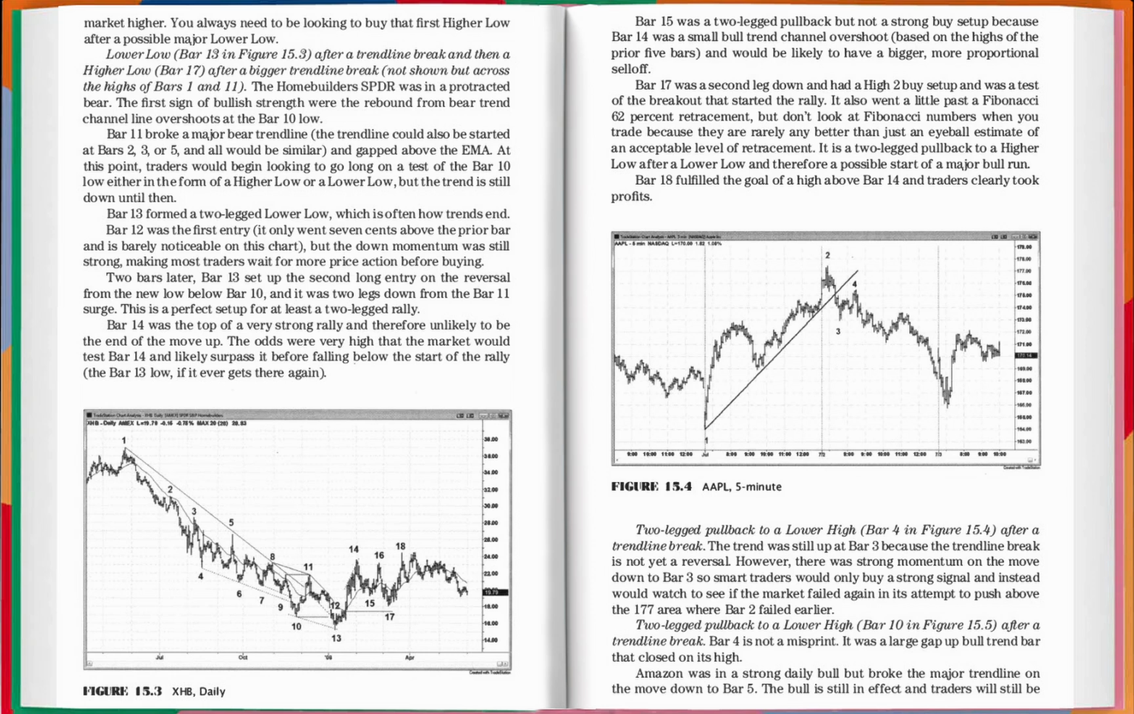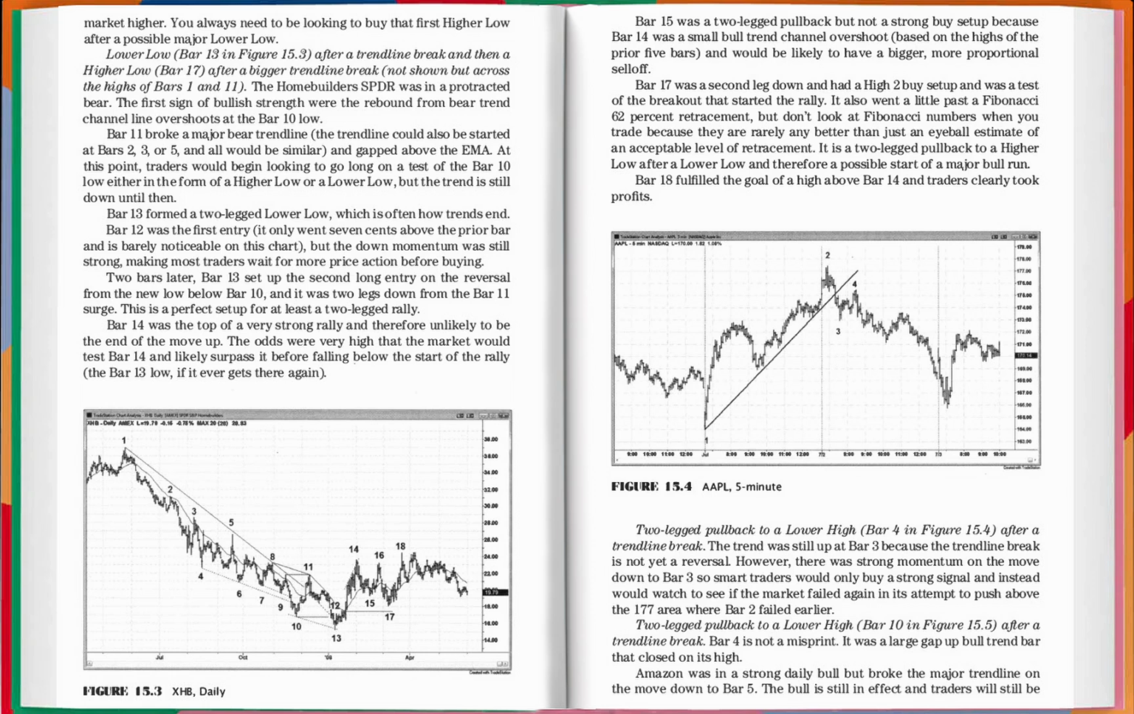It also went a little past a Fibonacci 62% retracement. But don't look at Fibonacci numbers when you trade, because they are rarely any better than just an eyeball estimate of an acceptable level of retracement. It is a 2-legged pullback to a higher low after a lower low, and therefore a possible start of a major bull run. Bar 18 fulfilled the goal of a high above bar 14, and traders clearly took profits.